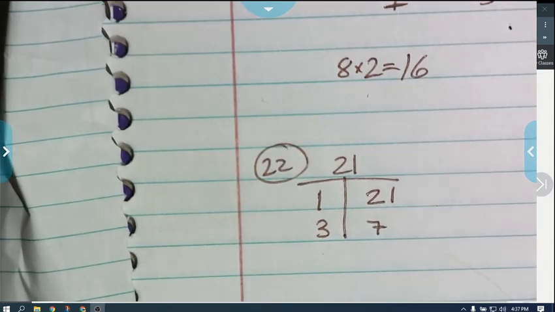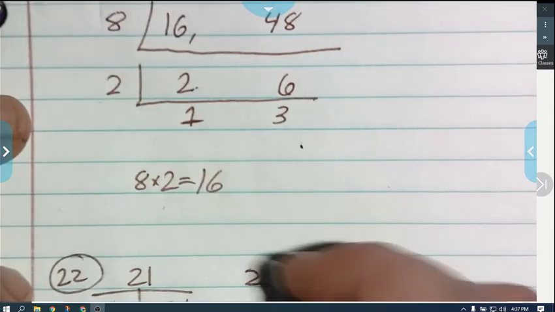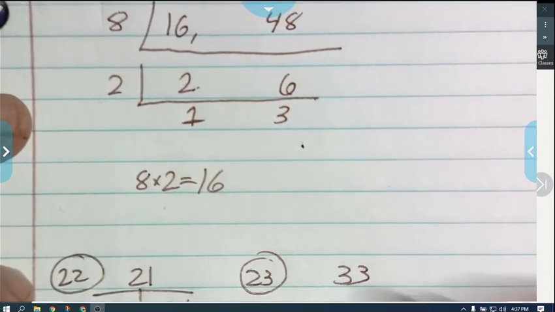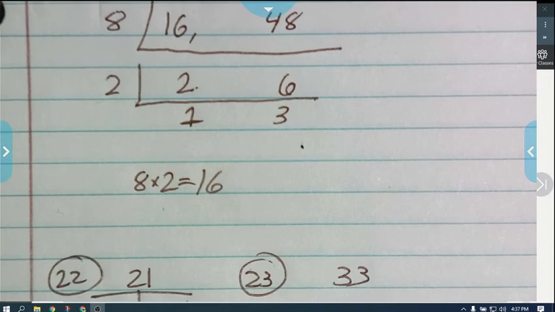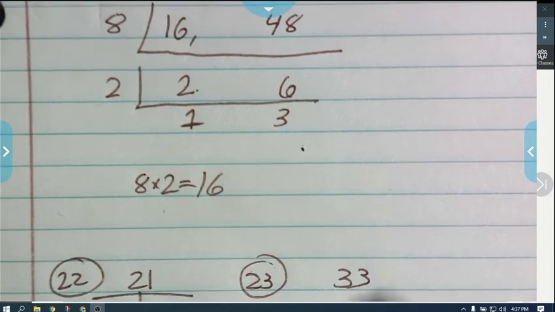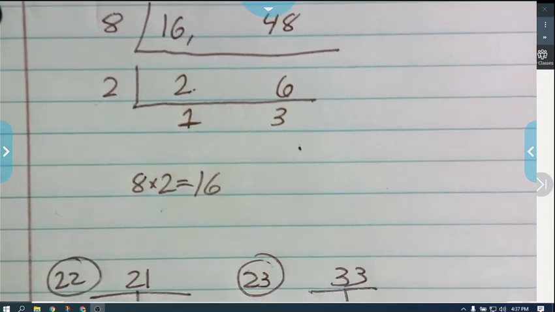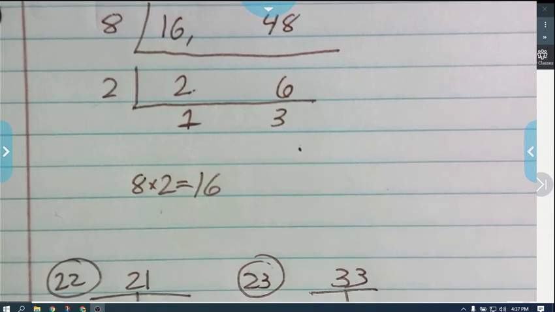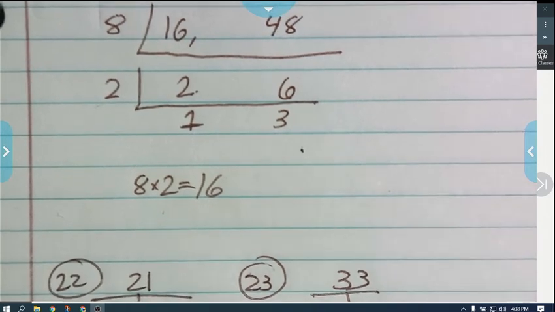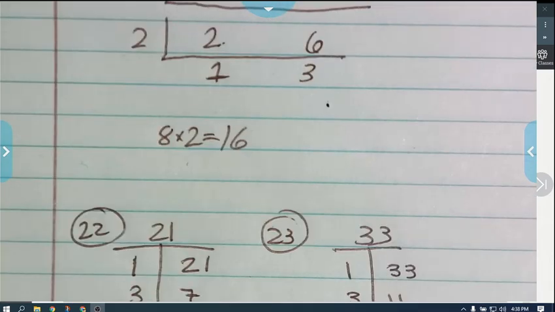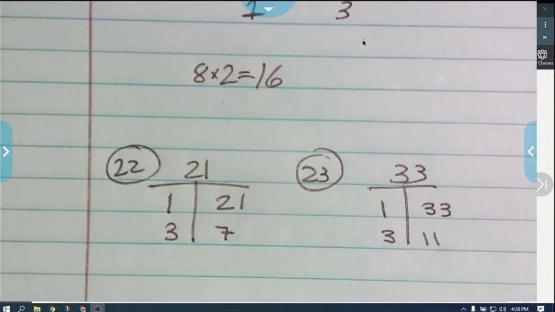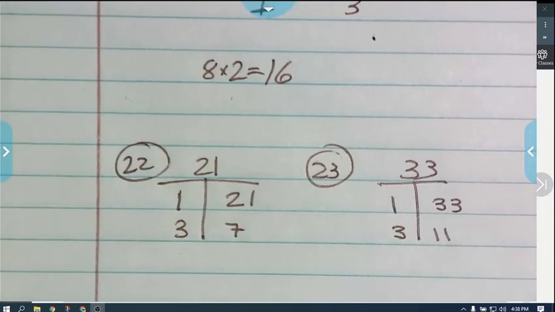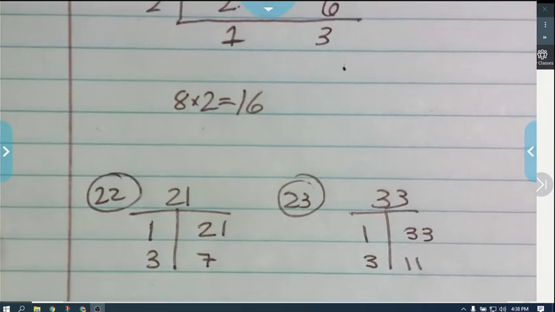Composite number. Next one is 33. Oh my gosh, did you see that? Okay, 33. Well, that's it for that one. 1 times 33 and 3 times 11. That's more than just 1 and itself, so it's another composite number.